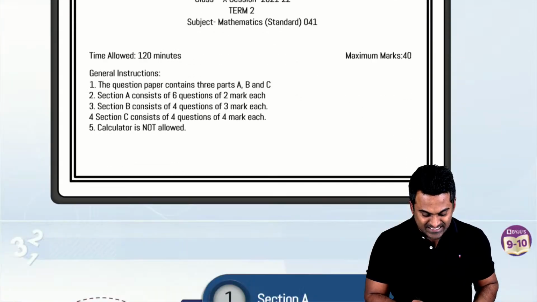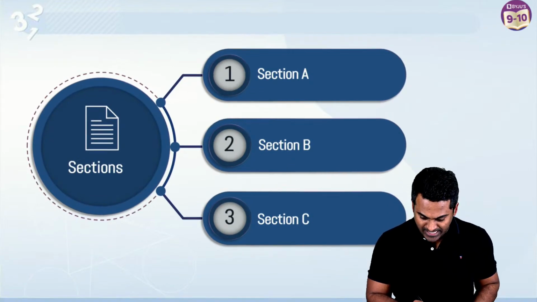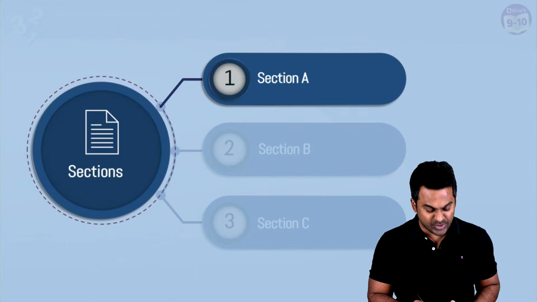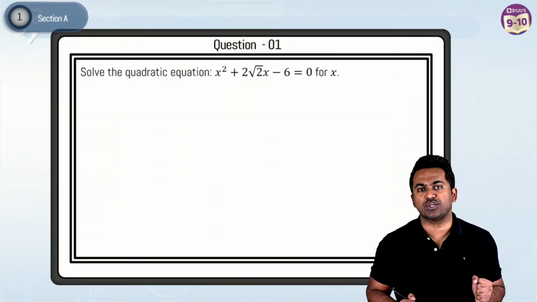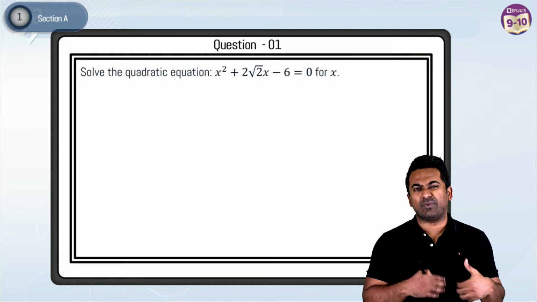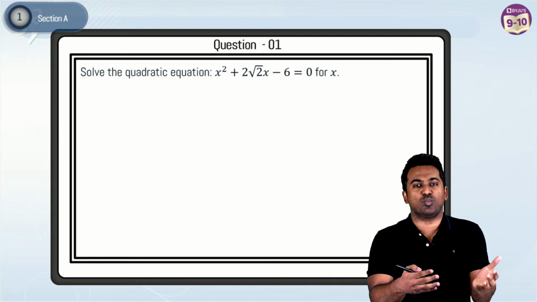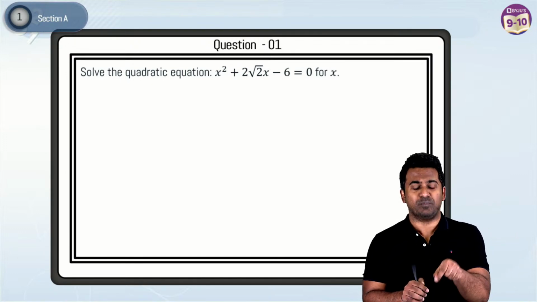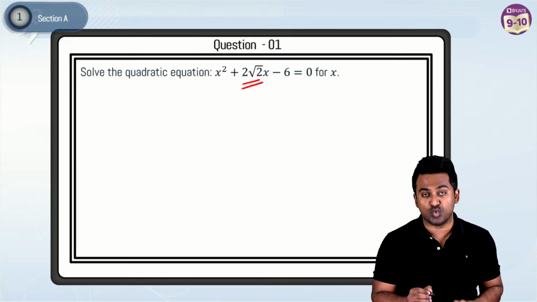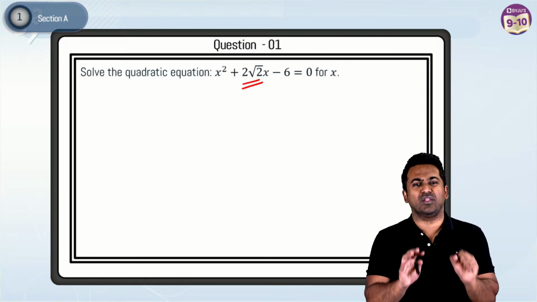Let's begin with all the questions from the first section, Section A. First question coming up. You had to solve this quadratic equation to figure out the value of x. Whenever a quadratic equation is given, a lot of us tend to split up the middle term. But if you notice the coefficient of the middle term here, 2√2 is an irrational number, so splitting the middle term may not be the best strategy.